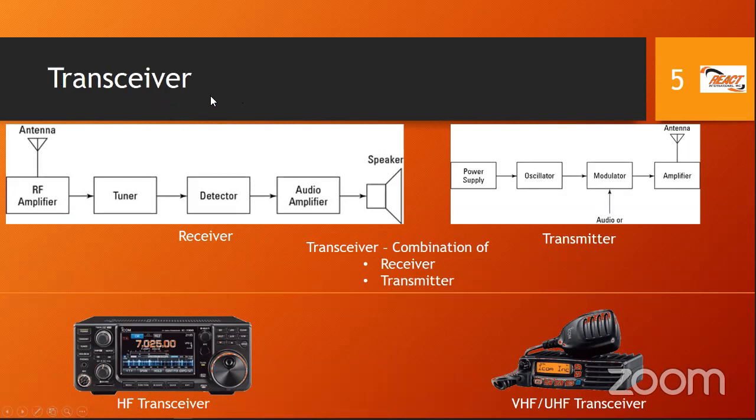But it should not be lost upon us that even though it's one device, there's a receiver and there's a transmitter within the piece of equipment. So we say a transceiver is really a combination of a receiver and transmitter in one. And if we look at the bottom of our slide here, we will see examples of transceivers. This is an HF transceiver, for example. And on the right-hand side, we have an example of a UHF or VHF transceiver, also called simply a radio.